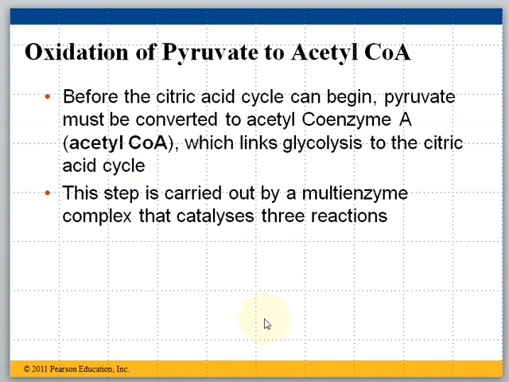The process to take the pyruvate and make it into acetyl-CoA is a multi-step process. It takes a number of enzymes. It's actually 3 little reactions that get that done. We don't have to know the particulars of each of those 3 little reactions, but we do need to know that the pyruvate is converted into acetyl coenzyme A through a series of enzymatic reactions.